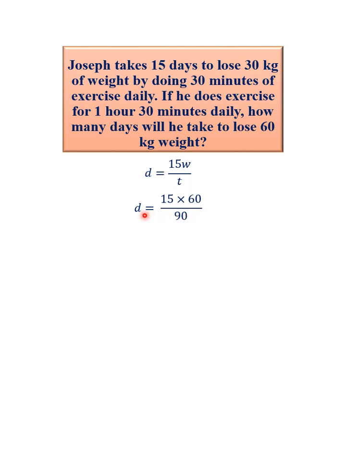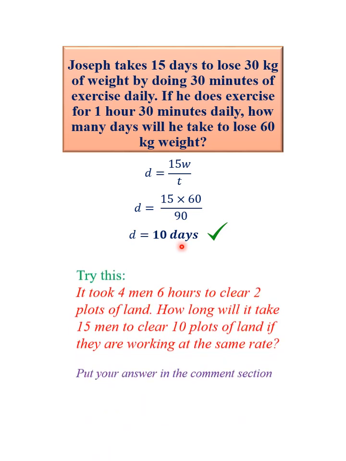So let's look at how many days it takes to lose 60 kg doing an exercise of 1 hour 30 minutes daily. If we solve this problem, we have that D will be equal to 10 days. And this is the answer to the question. You can see it is very simple. So it will take Joseph 10 days to lose 60 kg if he does 1 hour 30 minutes of exercise daily. To solve this kind of problem, we normally take the quantities two by two and relate one quantity to another. If you understood this, then try this simple one.